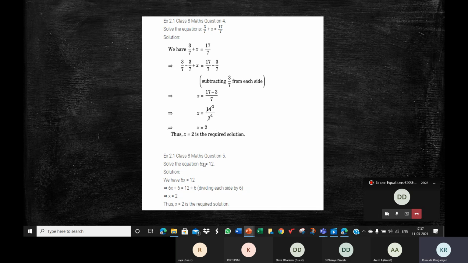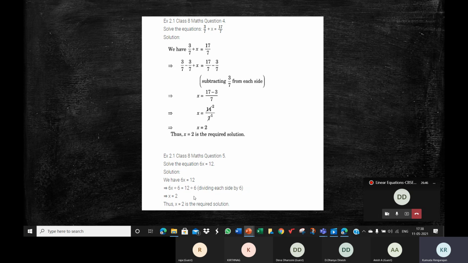Here along with x there is 6 and they are in product form, 6 into x. So the connection is multiplication, and the effect you should give is division. You must divide by 6 on both the sides. So see the answer here. 6x is equal to 12. Divide by 6 on both the sides.